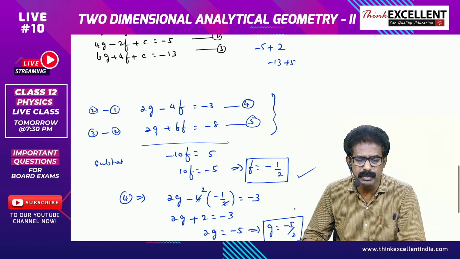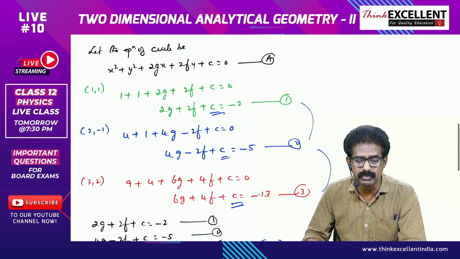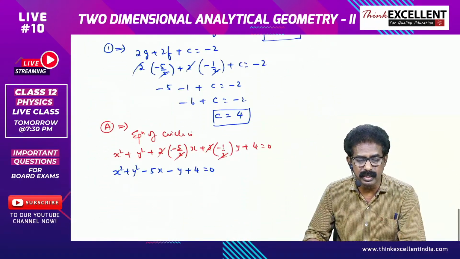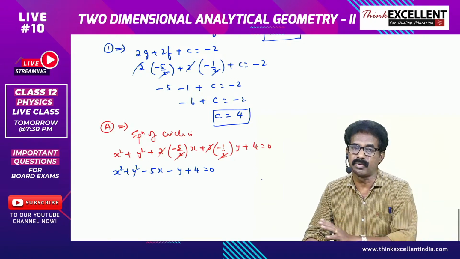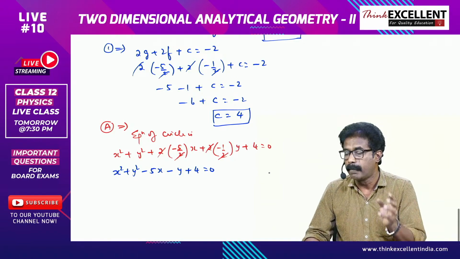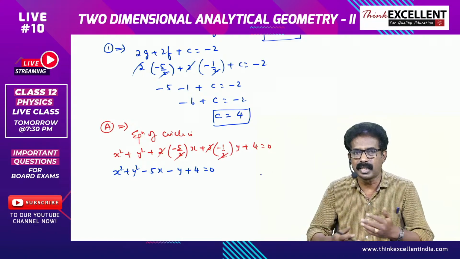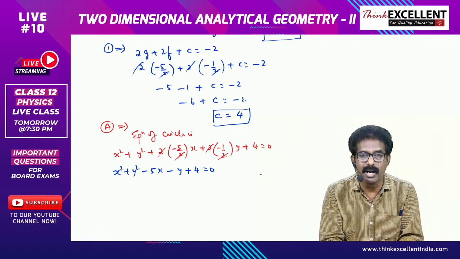Then to find C, use any one of the first 3 equations. After finding everything, substitute the values in the equation of the circle, equation A, and simplify. Okay, it's a very simple thing, but you must practice. So practice again and again how to solve, that's the only thing. All the results I taught today, so practice all these things.